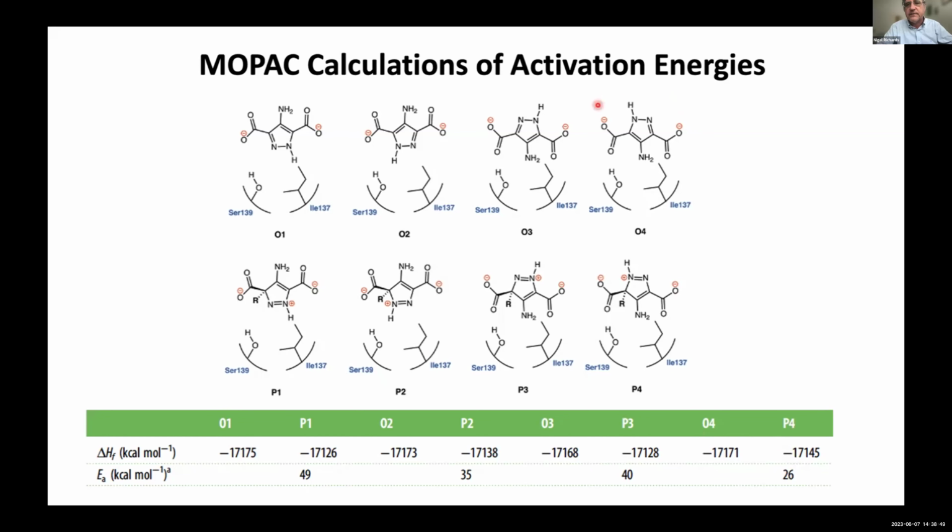And in fact, I don't want to go into detail because I've almost run out of time. It turns out to be the orientation in the Michaelis complex which gives us essentially the lowest energy of activation to form the CC bond. And so that fits in with a number of other experimental observations and work we've done subsequently.